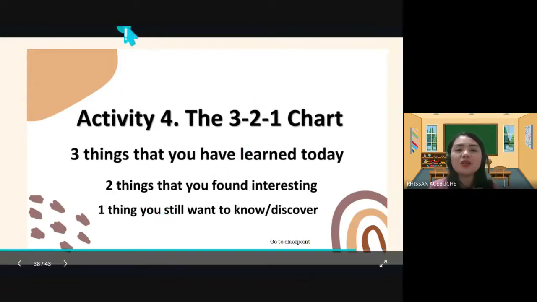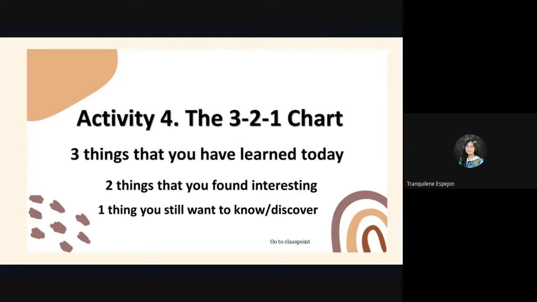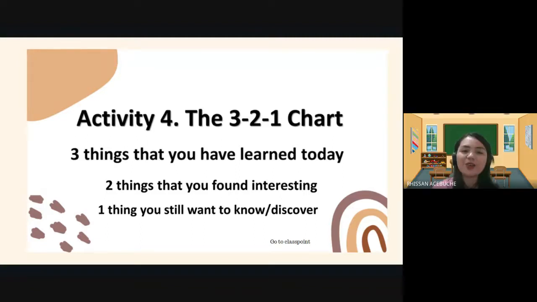How about the one thing that you still want to discover, still want to know about the lesson? Yes, Espejon. I have a feeling that plate deformation has a relationship with the Earth's magnetism. So somehow I would like to further know and understand the relationship between plates deformation and the magnetism of the Earth. Wow. Okay, don't worry because that will be part of our lesson in the next sessions. All right, very good. So keep that curiosity in your mind so that you will learn more and you will have that drive to learn more.